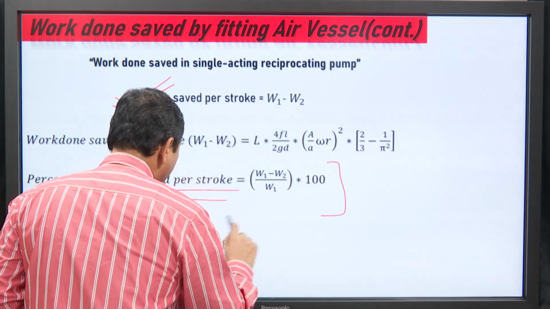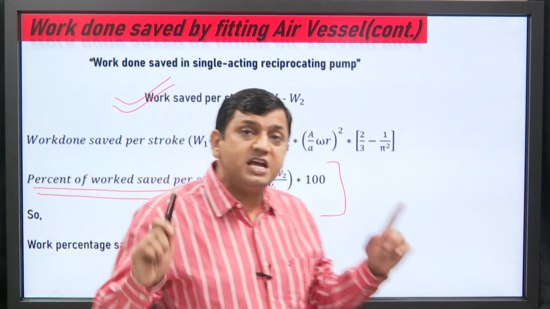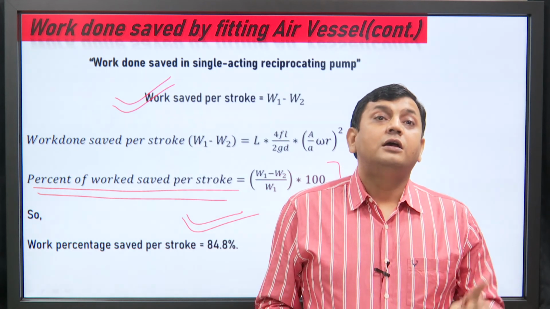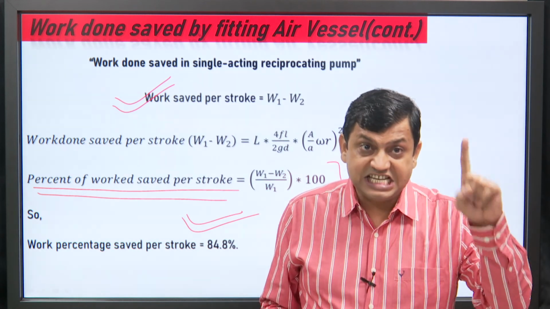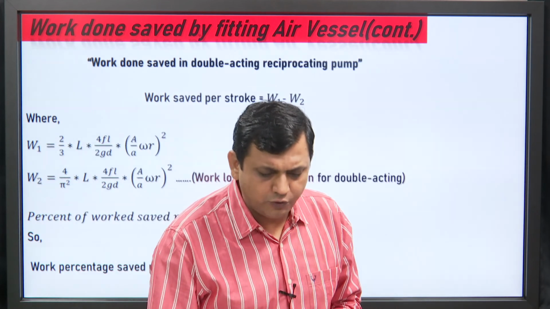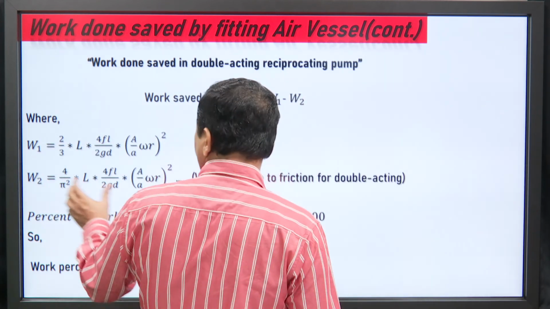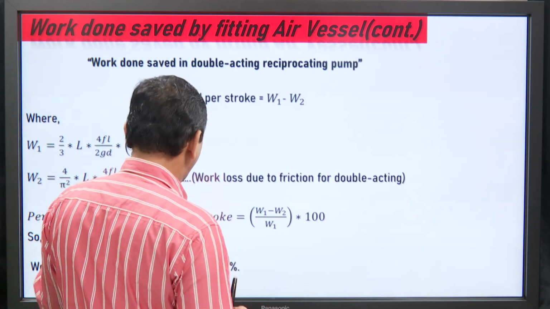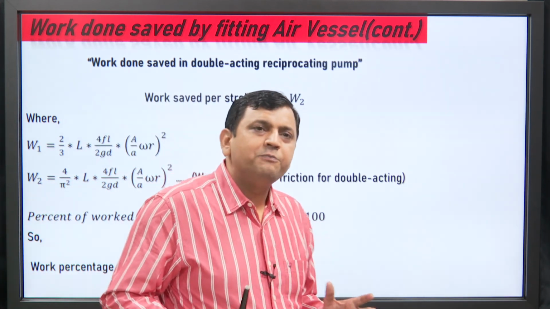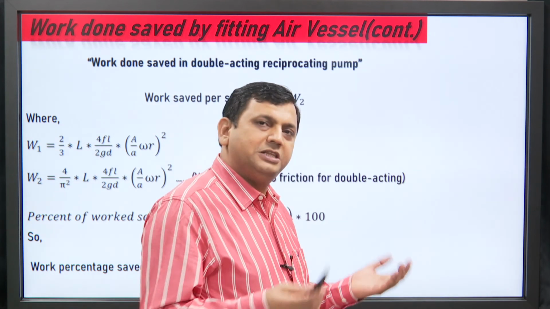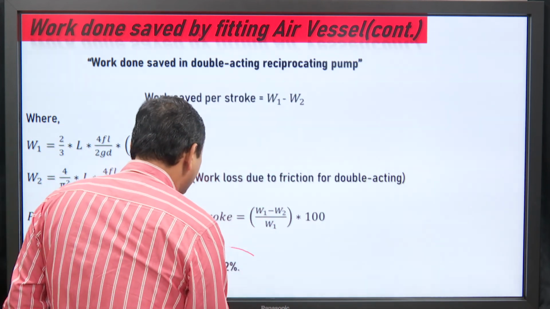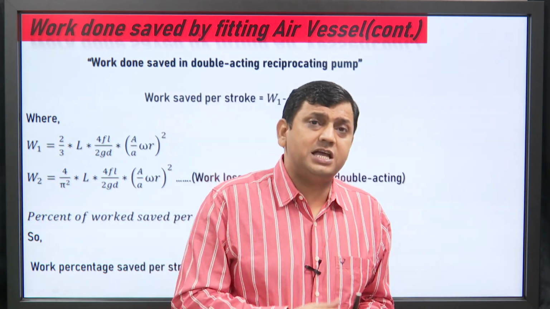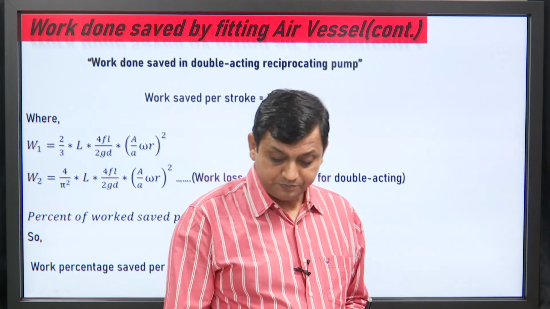You can see that 84.8% power is saved by using an air vessel in single acting. What about double acting? The work done becomes double, so W 2 becomes 4, 2 times more. If we compare with and without, we save 39.2%. So, in double acting we save 39% power.